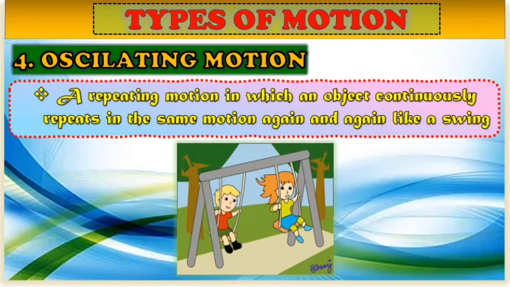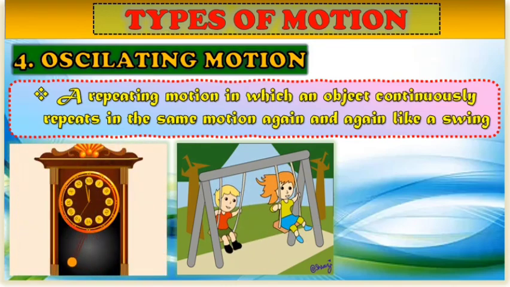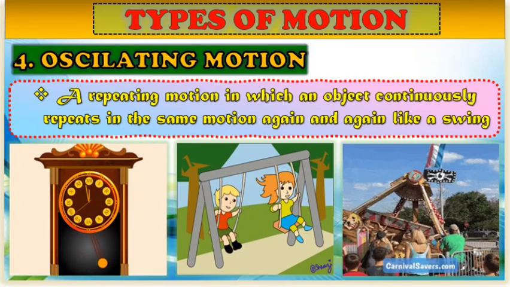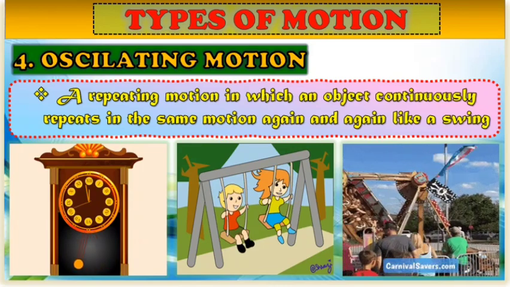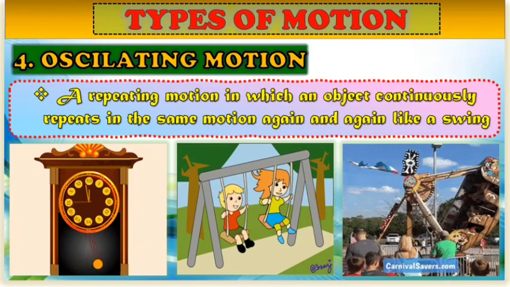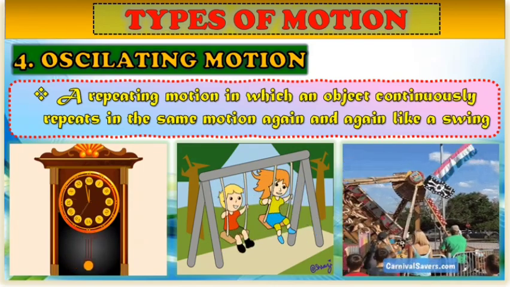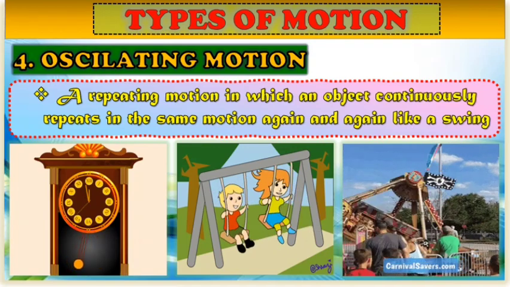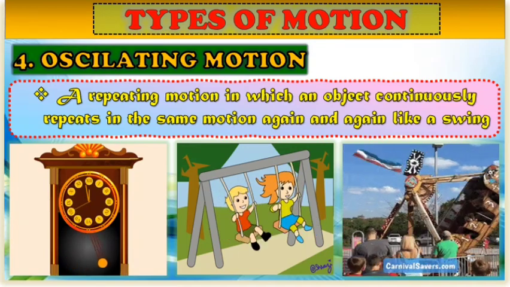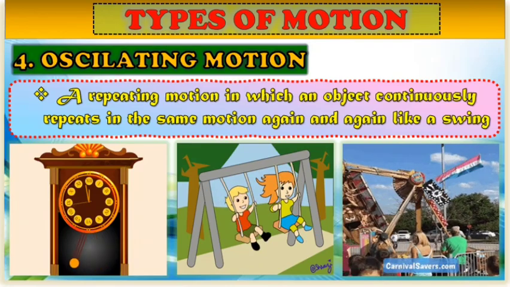We have what you call the examples. We have the swing, we have the pendulum of the clock, and we have what you call the pirate boat ride that can be seen in an amusement park. So that is an example of what you call oscillating motion. Ayan. Yung nag-swing siya.